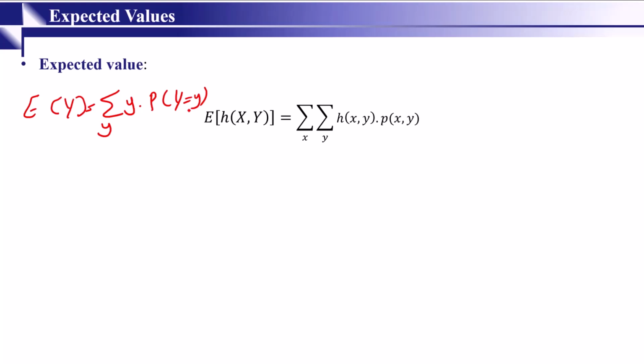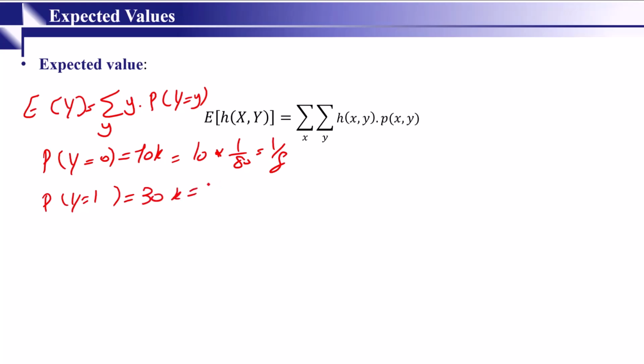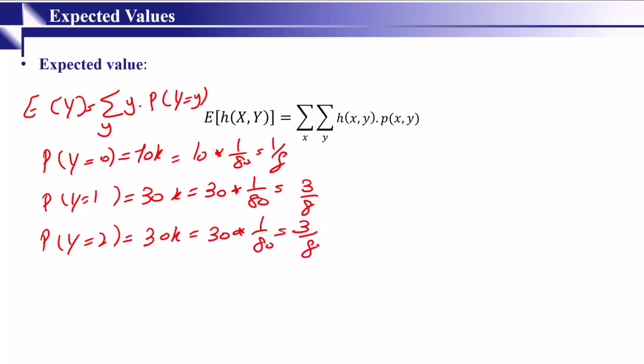So the marginal probability P(y = 0) is equal to 10k based on our table, which is 10 multiplied by 1/80, equal to 1/8. Then P(y = 1) is equal to 30k, which is 30 multiplied by 1/80, that is 3/8. P(y = 2) is equal to 30k again, which is 30 multiplied by 1/80, equal to 3/8. And P(y = 3) is equal to 10k, which is 10 multiplied by 1/80, equal to 1/8.